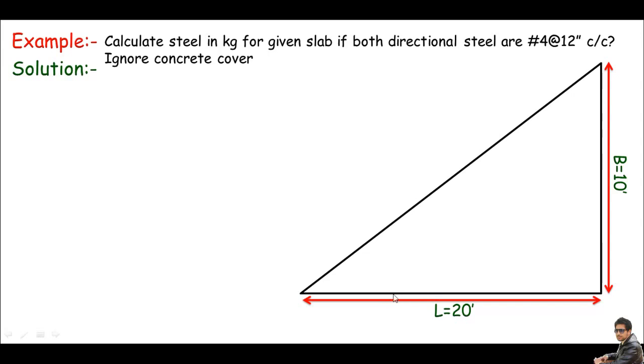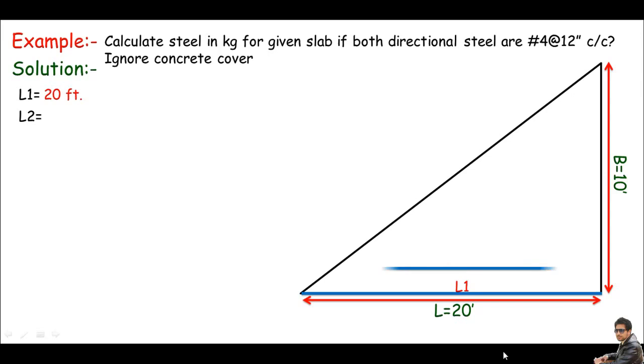I'll first calculate the length of this first bar. Let me call it L1, and this is white over here. You can see it at the base of this triangular slab. What is the length of bar 1, or what is L1? Of course, you can clearly see it is the length of this triangle, which is 20 feet. So L1 is 20 feet. It's not much complicated.